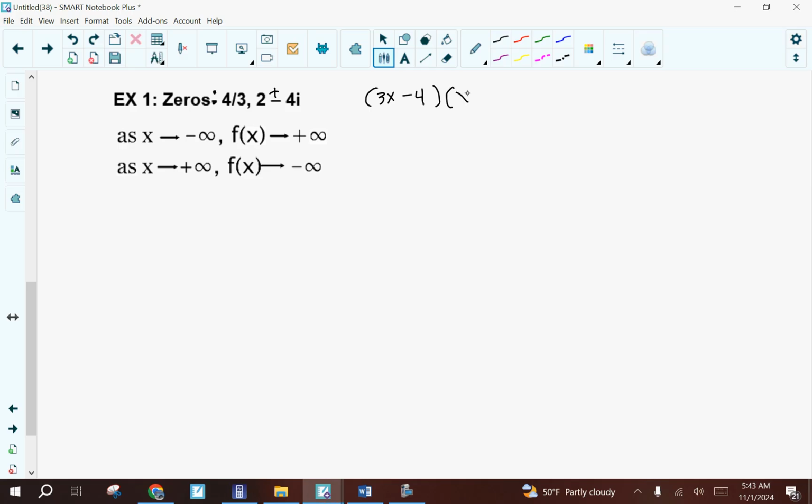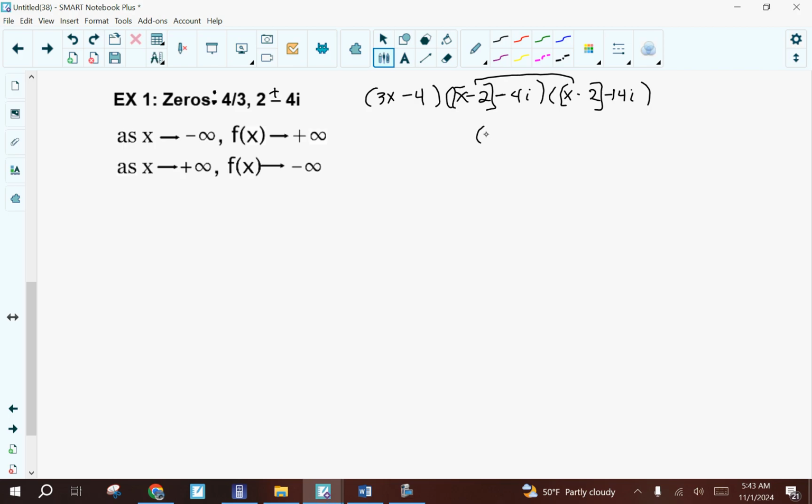So we're going to have x minus 2 minus 4i, x minus 2 plus 4i. Let me rewrite that part, I don't like how I wrote that. So x minus 2 minus 4i, x minus 2 plus 4i. So the only shortcut we have here is this one. So we're going to put these in brackets.